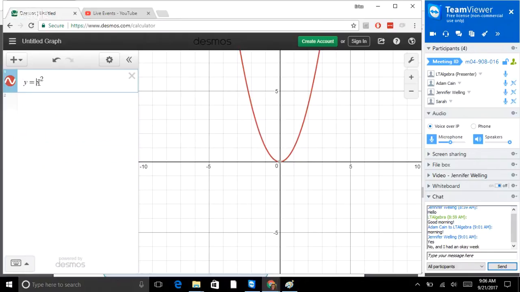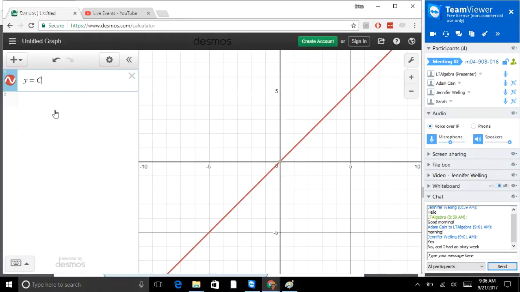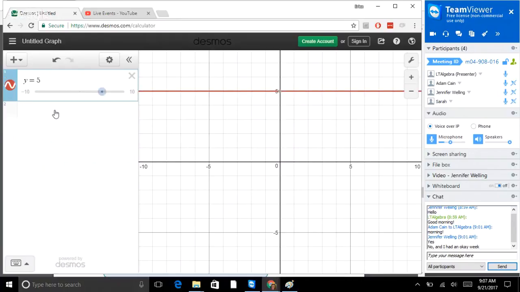So the first parent function is Y equals C. Now that's not really going to help us out. Well, I guess it did graph something here. But when they say C, they just mean a constant number. So let's pick a nice easy one. Y equals 5. So that's a constant function. If you see any functions that just equal a number, in your brain you should be able to think, oh, okay, that's a constant. It doesn't change over my X values. The function's always the same. So that's the most basic graph, right?